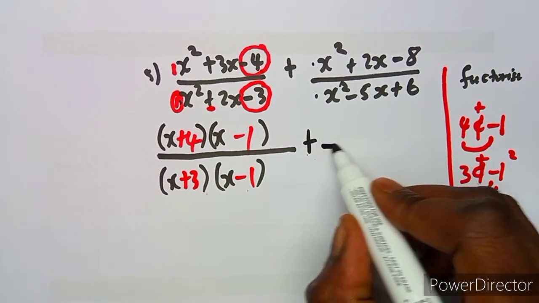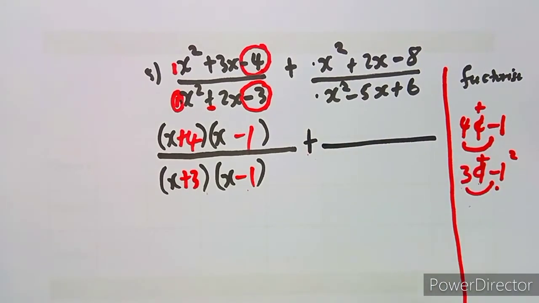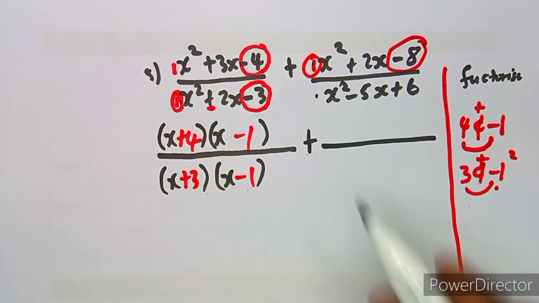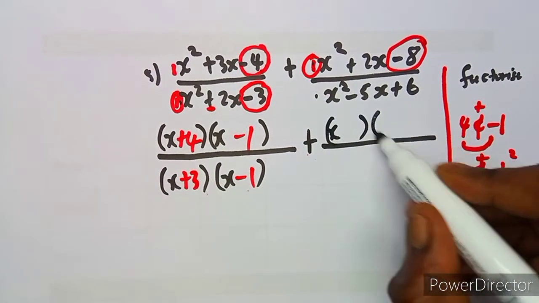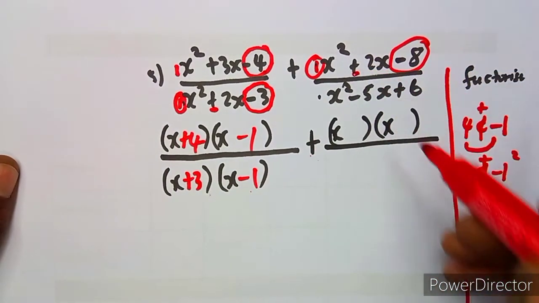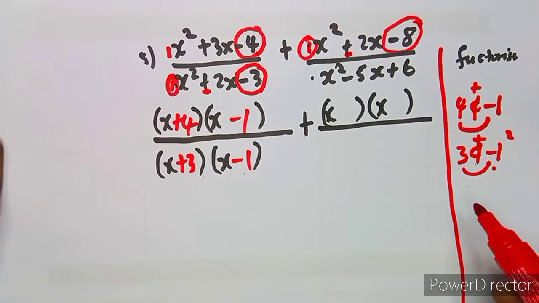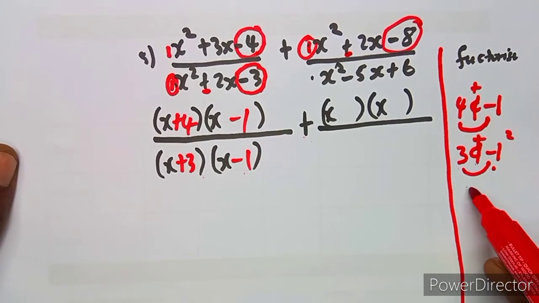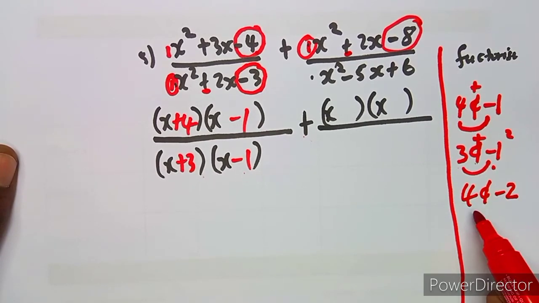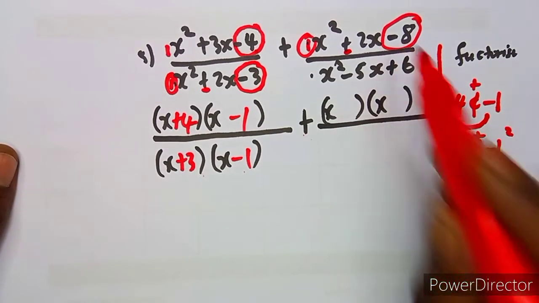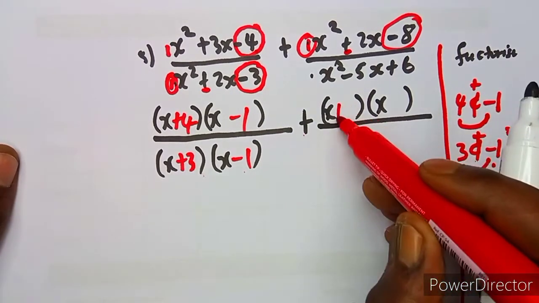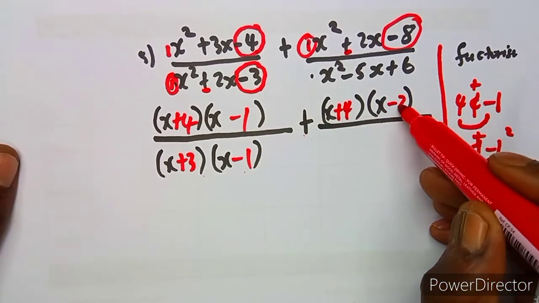We do the same here. The coefficient of x squared here is 1, so you're going to focus on minus 8. You just put your x here, your x here. What are the factors of minus 8 that you're going to add to get 2? It's 4 and minus 2. 4 times minus 2 is minus 8, and 4 plus minus 2 is 2. So these are the factors. We've got plus 4 here, minus 2 here.